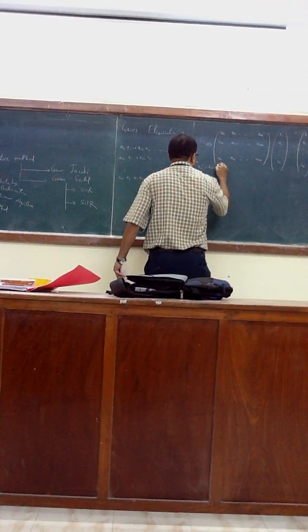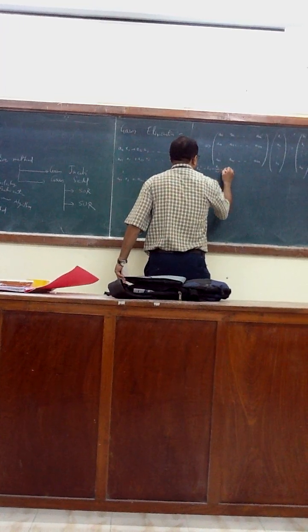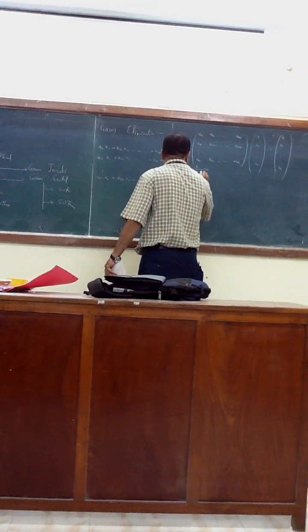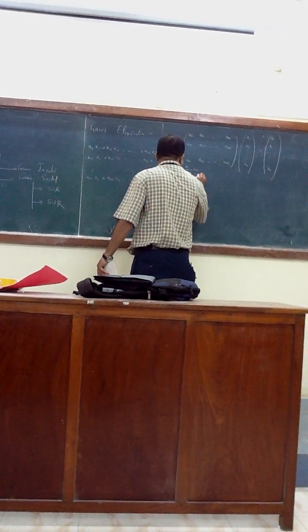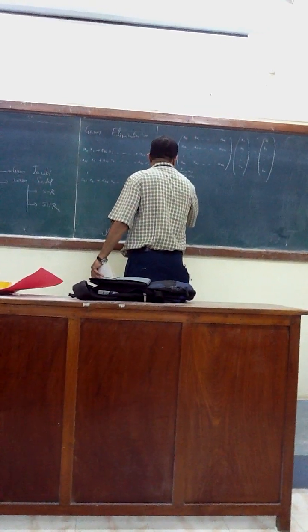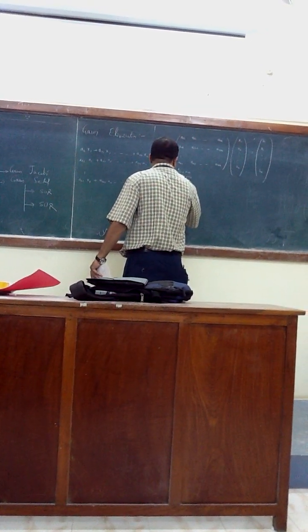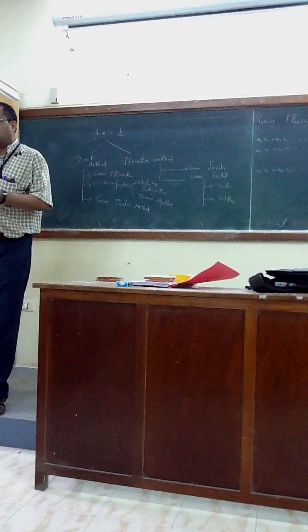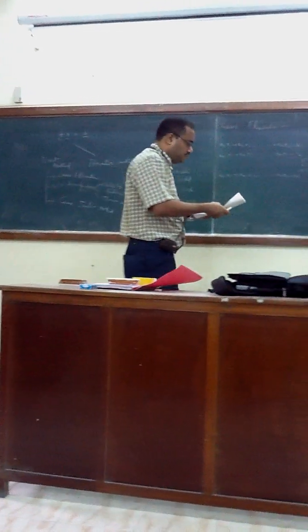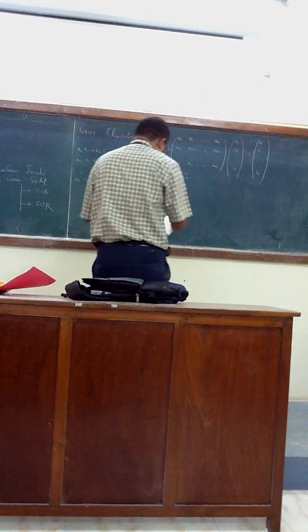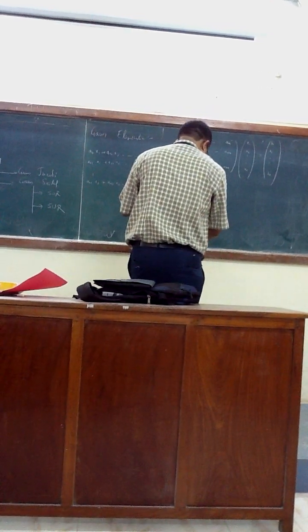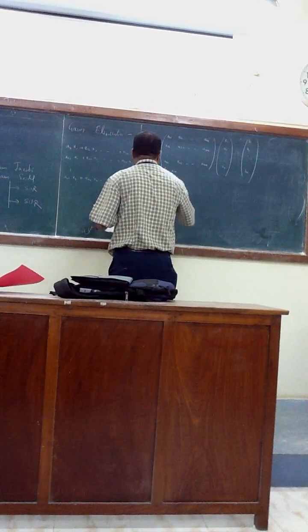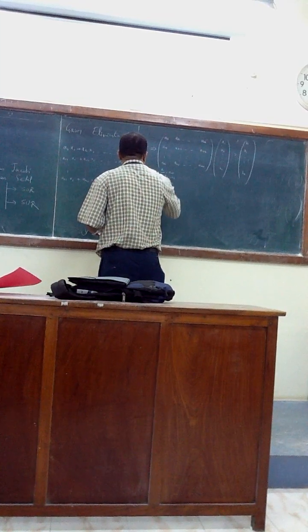R2 minus R1 by A11. Am I correct? R31 equals R3 minus R1 by A11 into A31, and Rn minus R1 by A11, An1. Right? Am I correct? What I will do is, you can actually put that also, no problem.